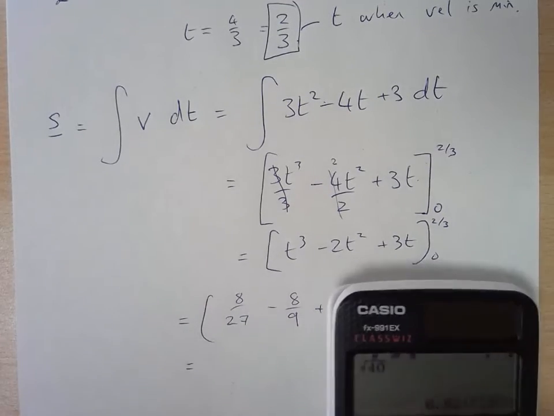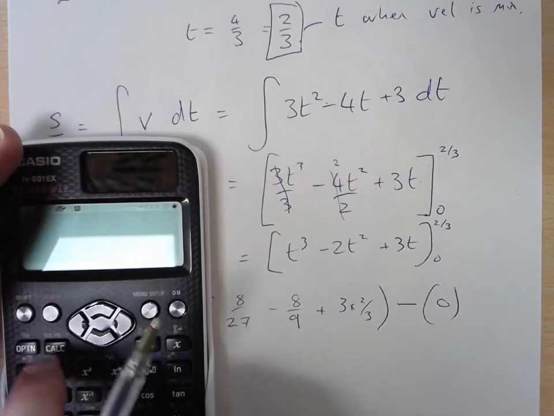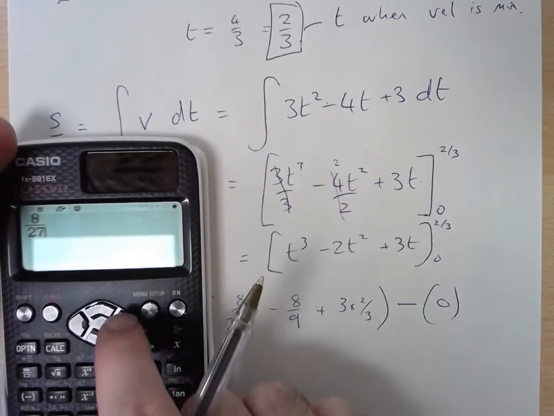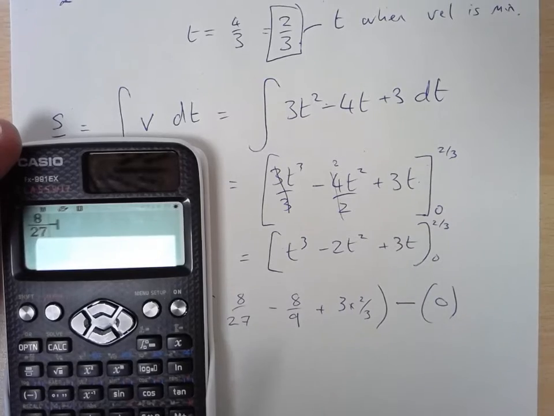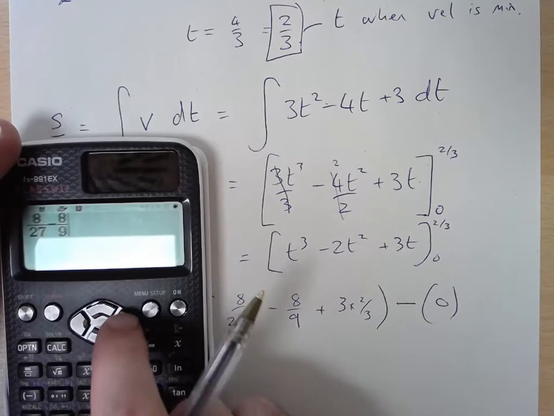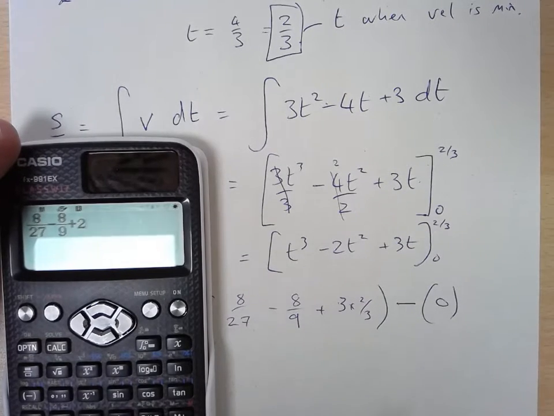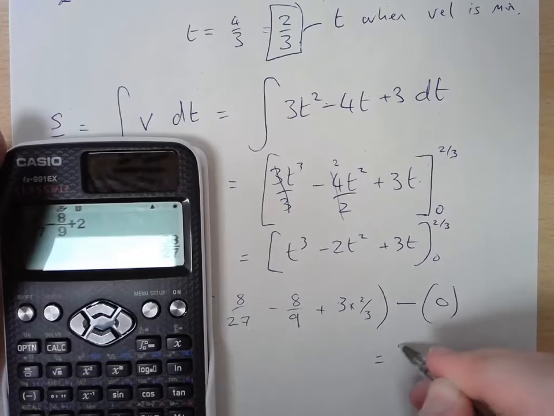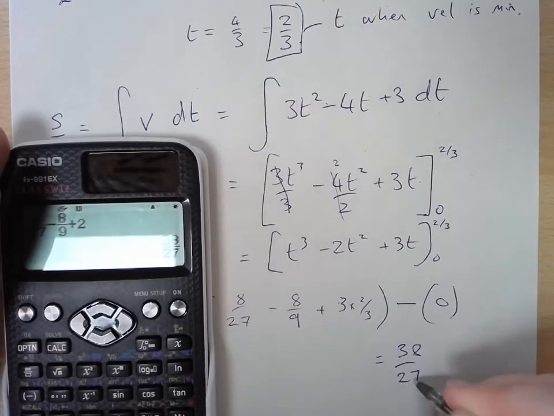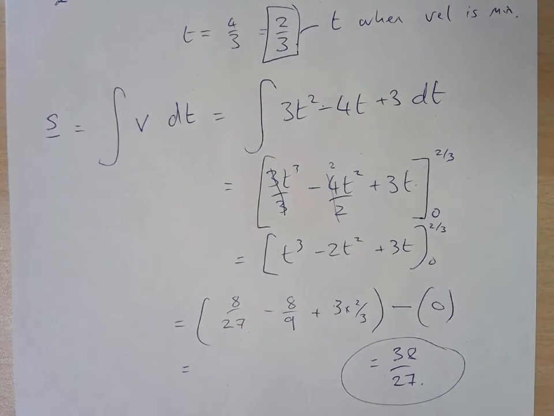Let's do this on a calculator. I think it's 38, but we'll do it by hand. So we get 8 over 27 minus 8 over 9. Plus, here the 3's cancel, so we get 2. Press equals, here we get 38 over 27. And this is our distance between the 2 points, which has units of meters.